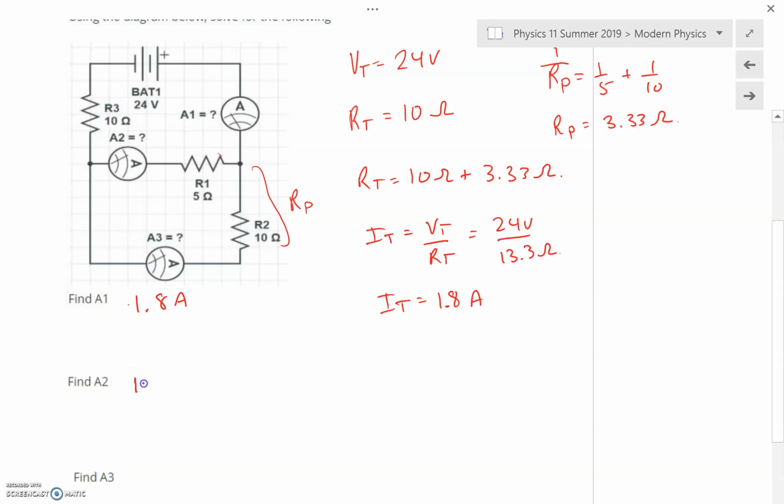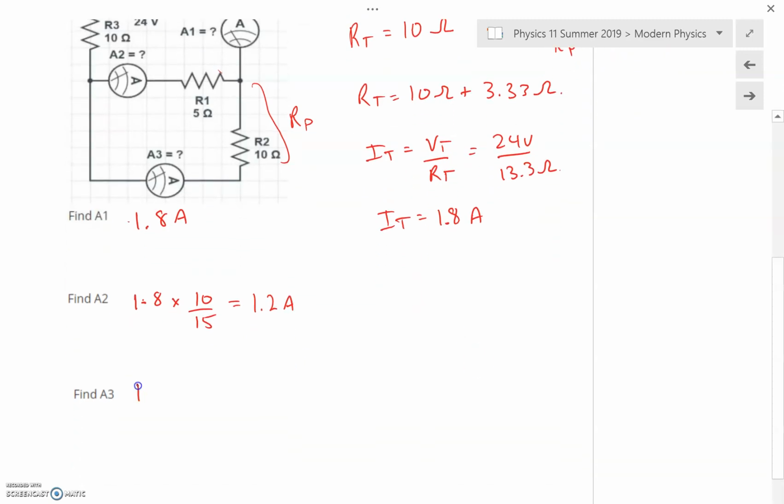So here, the 1.8 amps is going to be split. For A2, which is this one, it's going to be the majority of it, so 10 out of 15. So 5 plus 10 gives you the 15. This one's blocking with 10 ohms, therefore the majority of it will go this way. So using that percent, we find that the current through A2 is 1.2 amps. And the remainder, so 1.8 minus 1.2, would be going through A3, and the remainder there would be 0.6 amps.